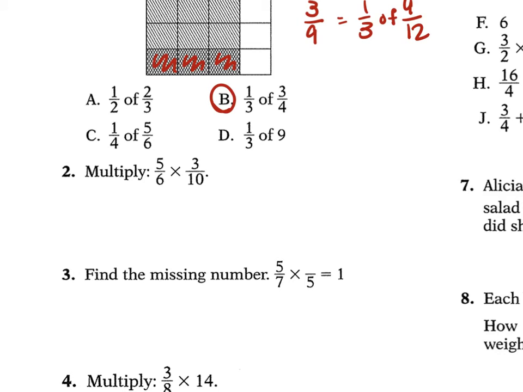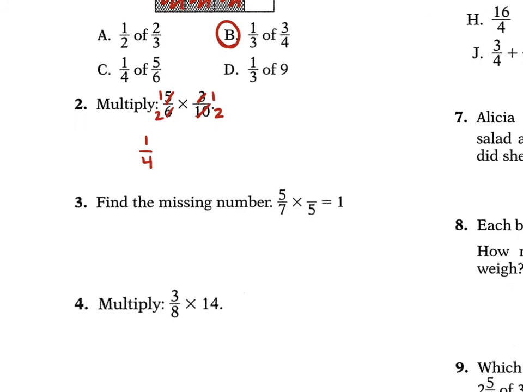For 2, we're multiplying 5/6 times 3/10. The 5 is going to become a 1, 10 becomes a 2, 6 becomes a 2, 3 becomes a 1, so it's 1 over 4. 3 says to find the missing number. So with these, they would both become 1s, and the 7 would have to have another 7 in order to become a 1. So the missing number is 7.